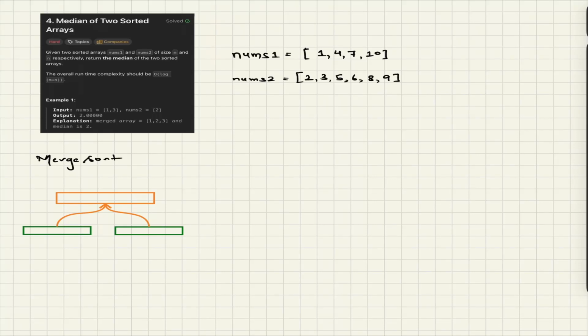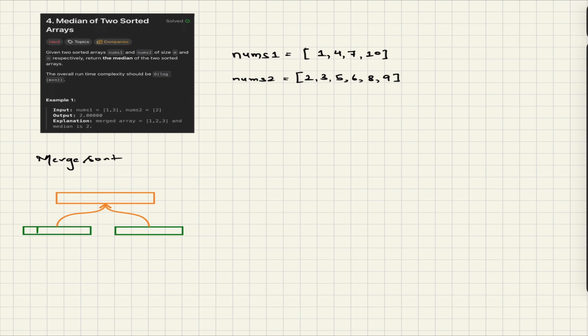Hello everyone, this is LeetCode problem number 4, median of two sorted arrays. Here we are given two arrays nums1 and nums2 of size m and n respectively, and we have to find their median. The first thing that comes to my mind is we can combine and sort them, and then find their median.